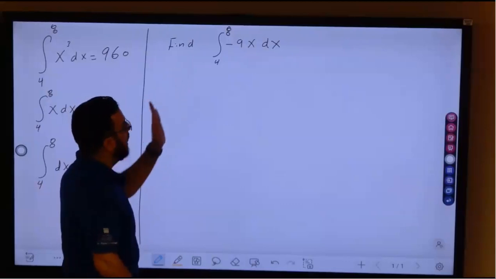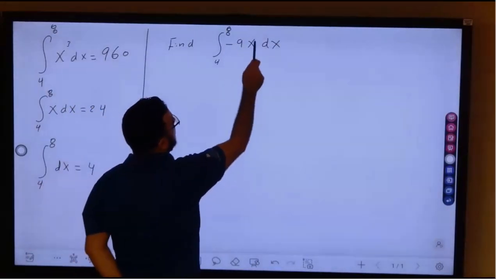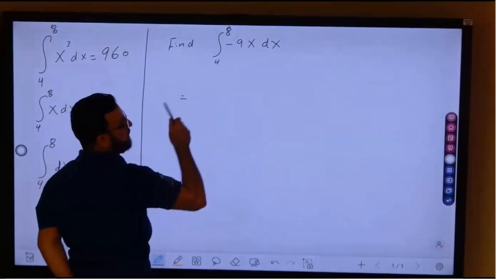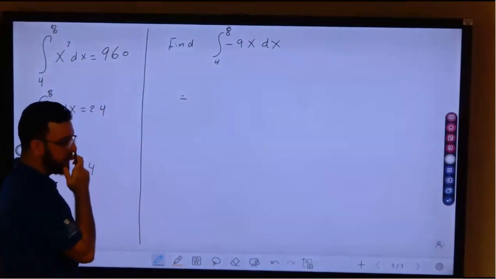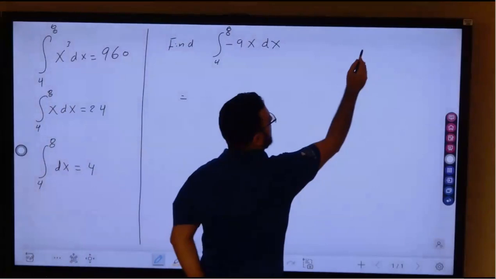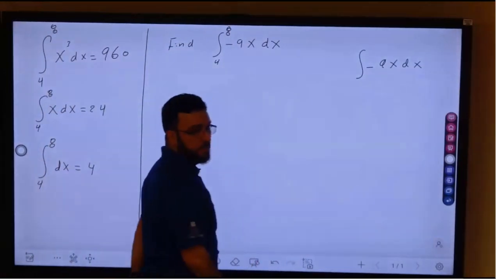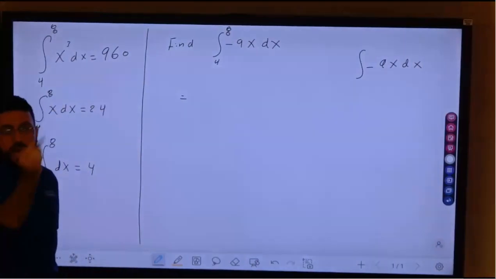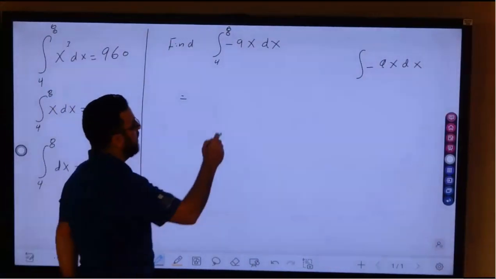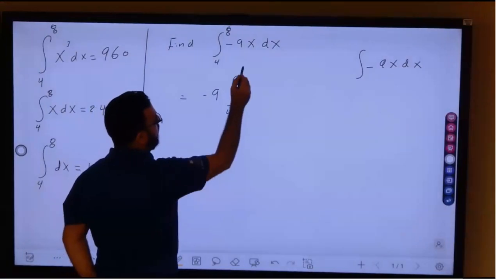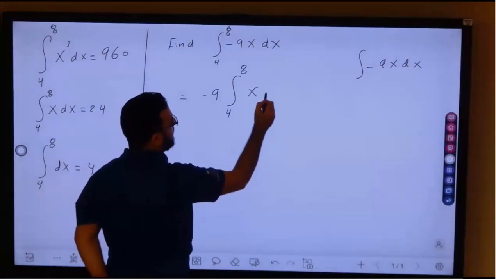As an integral, how am I going to find the integration for negative 9x? Don't look at the limits of the integral. How am I going to find the integral of negative 9x dx? Can I move negative 9 outside the integral? So can I say it's negative 9 times the integral from 4 to 8 of x dx?